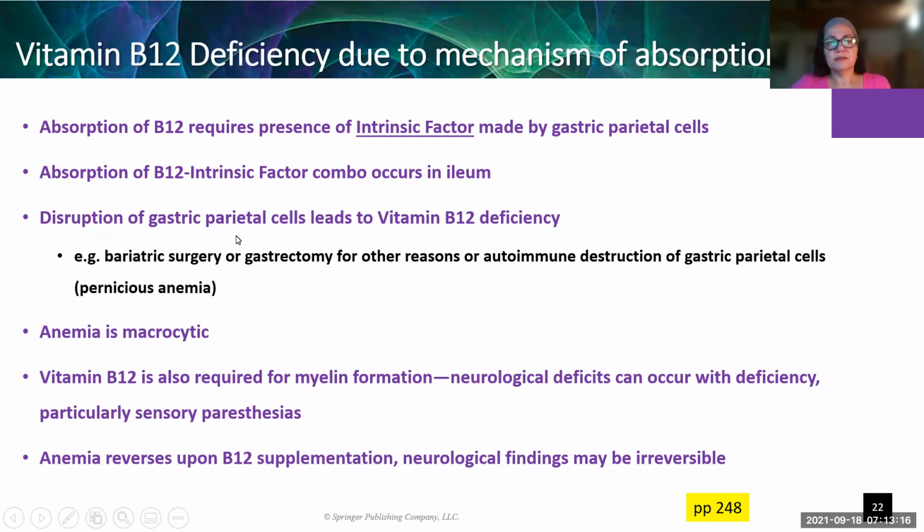All right, for whatever reason, we don't have enough intrinsic factor being made. That's going to lead to a B12 deficiency because we can't absorb it well. As we've mentioned before, this anemia is going to be macrocytic. The cells are going to be big.